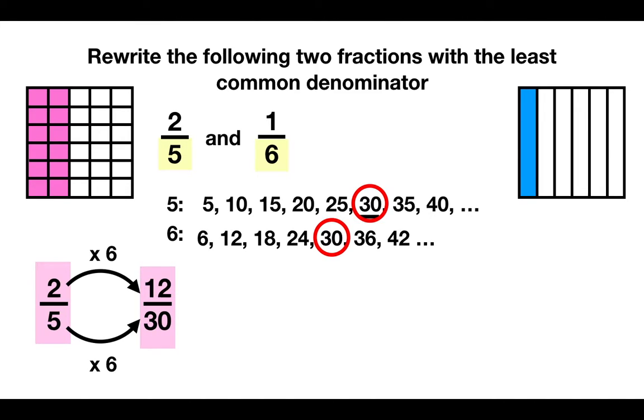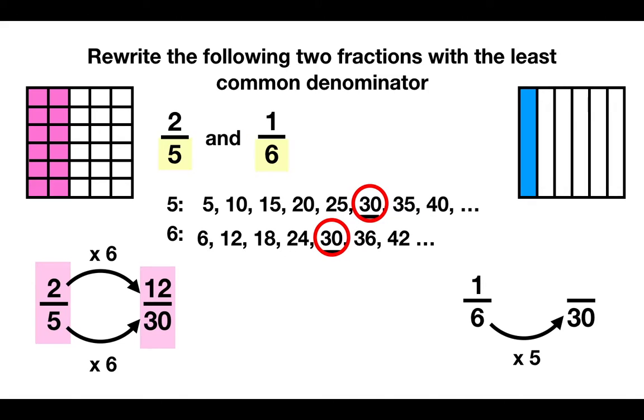Now let's repeat with our other fraction, 1/6. We're going to rewrite it so it has a denominator of 30. How can I rewrite 1/6? We'll start by changing the 6 into a 30. You can do that by multiplying by 1, 2, 3, 4, 5.